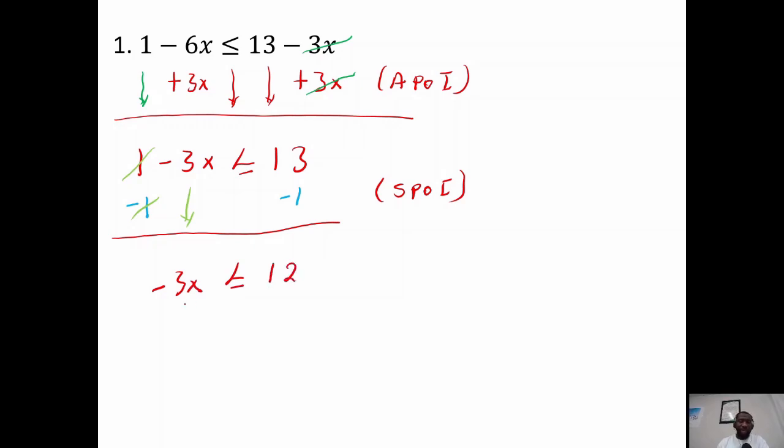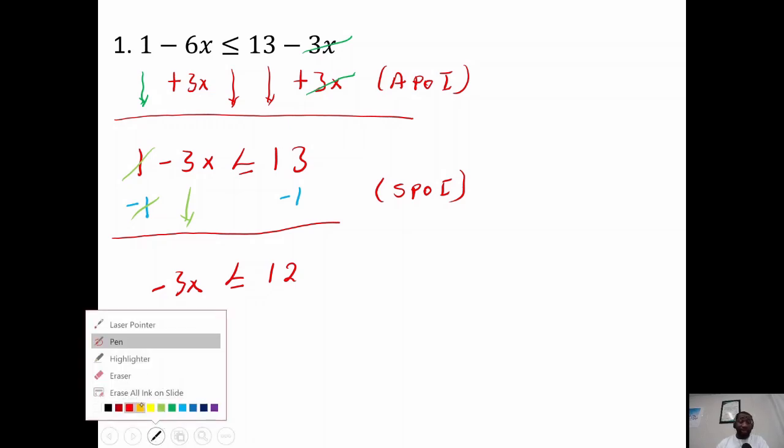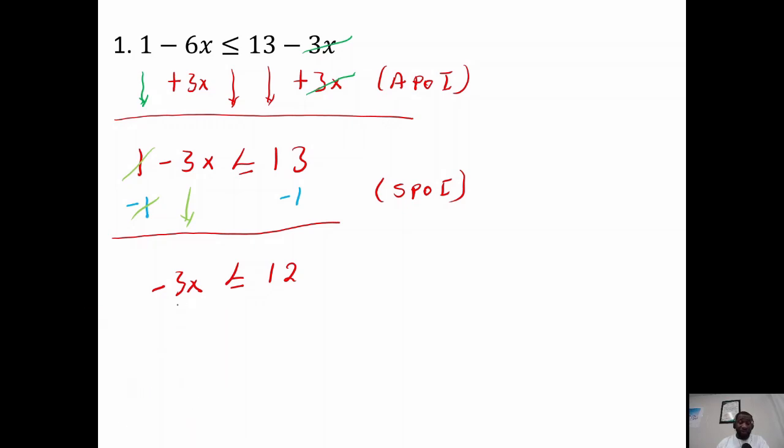So this time, if I want to get the x by itself, then I have to just divide by the coefficient. So I have to divide by negative 3.